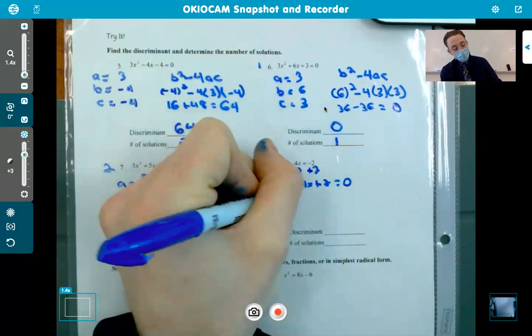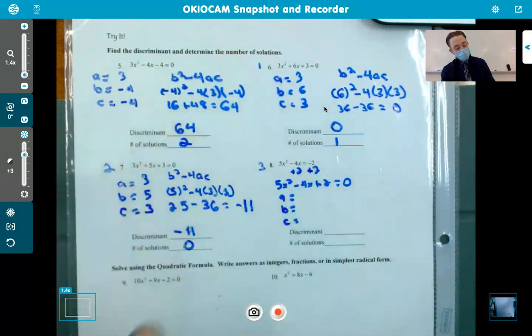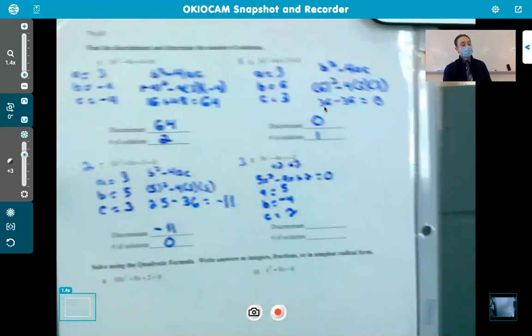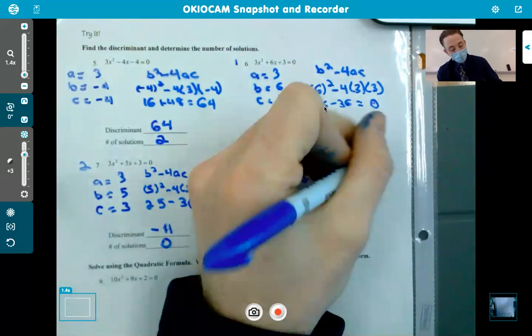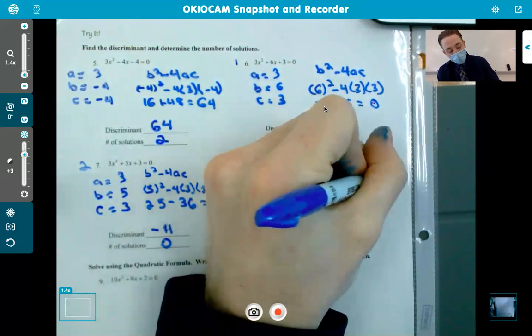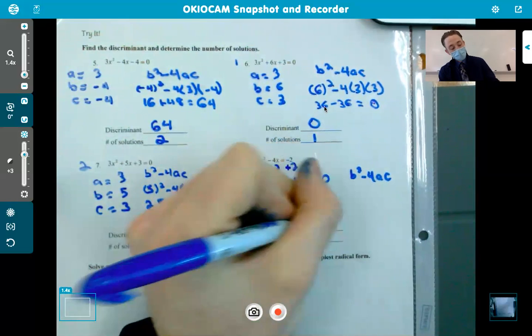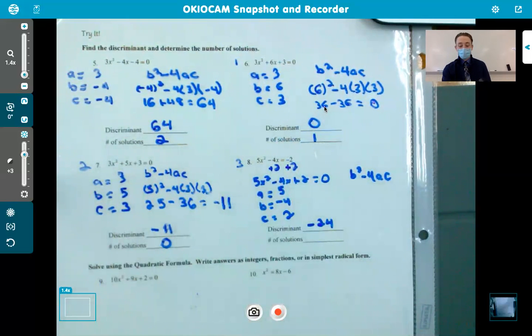What are my A, B, and C values? 5, negative 4, and 2. And when you plug that in, what did you get for your final answer for the discriminant? Negative 24. Nice. And again, if it's a negative number, how many real solutions do you have? 0. Good.